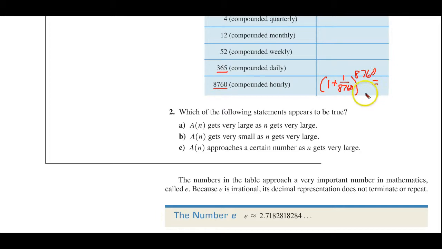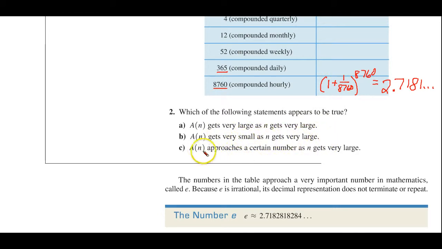Well, this gives you a number, and if you tried it with your calculator, it would be 2.7181, and it would continue. So as you do this, what do you observe? Is it A, that as it gets large and very large? No. Does it get small as this gets very small? Does this get large? No.